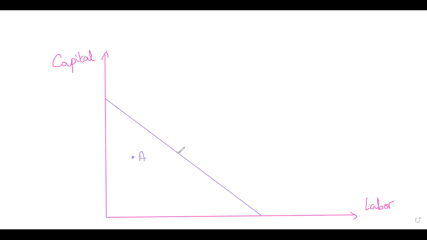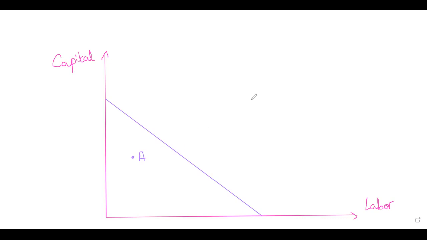If you choose any point within the line, that is obviously affordable with the available investment. Any point even on the line is affordable. You have enough investment. But any point outside the line is not affordable because you don't have enough investment.